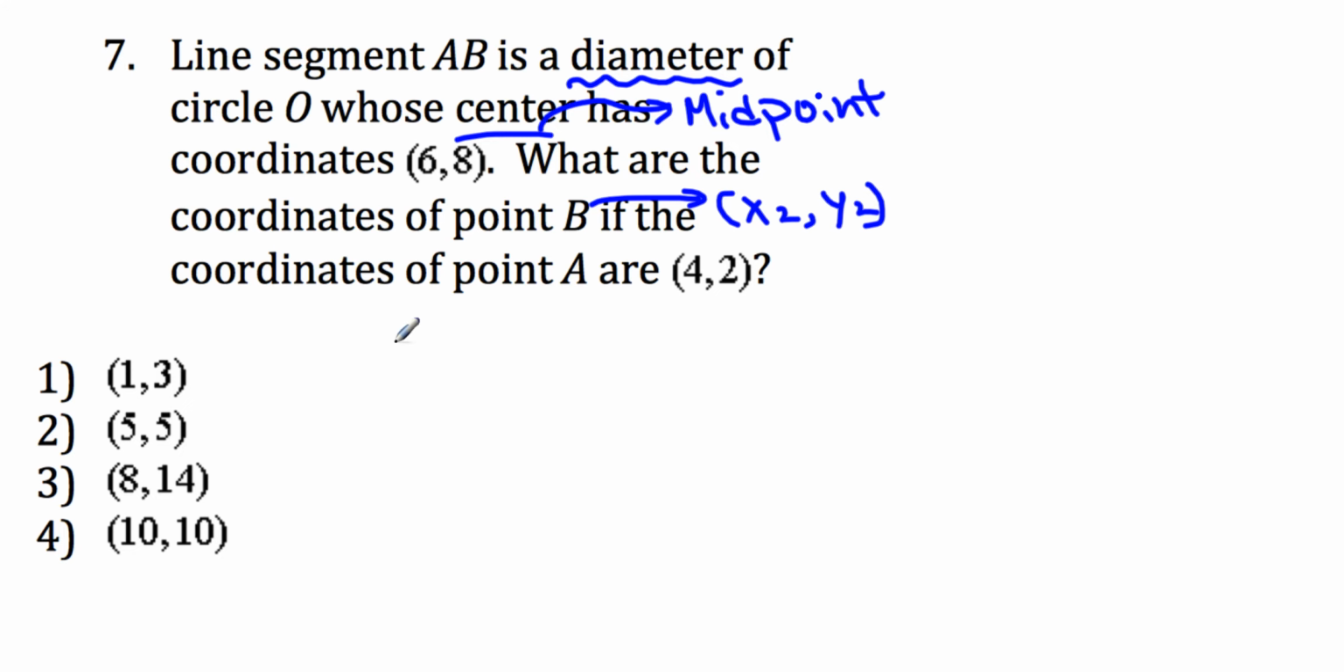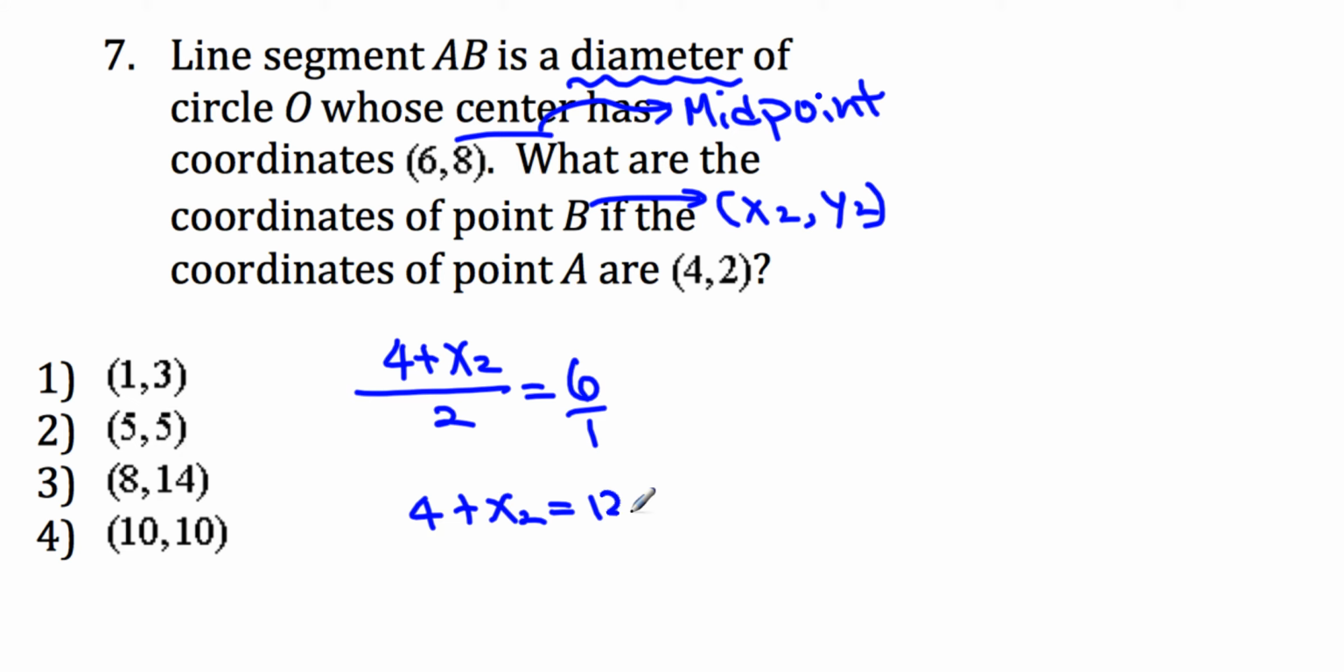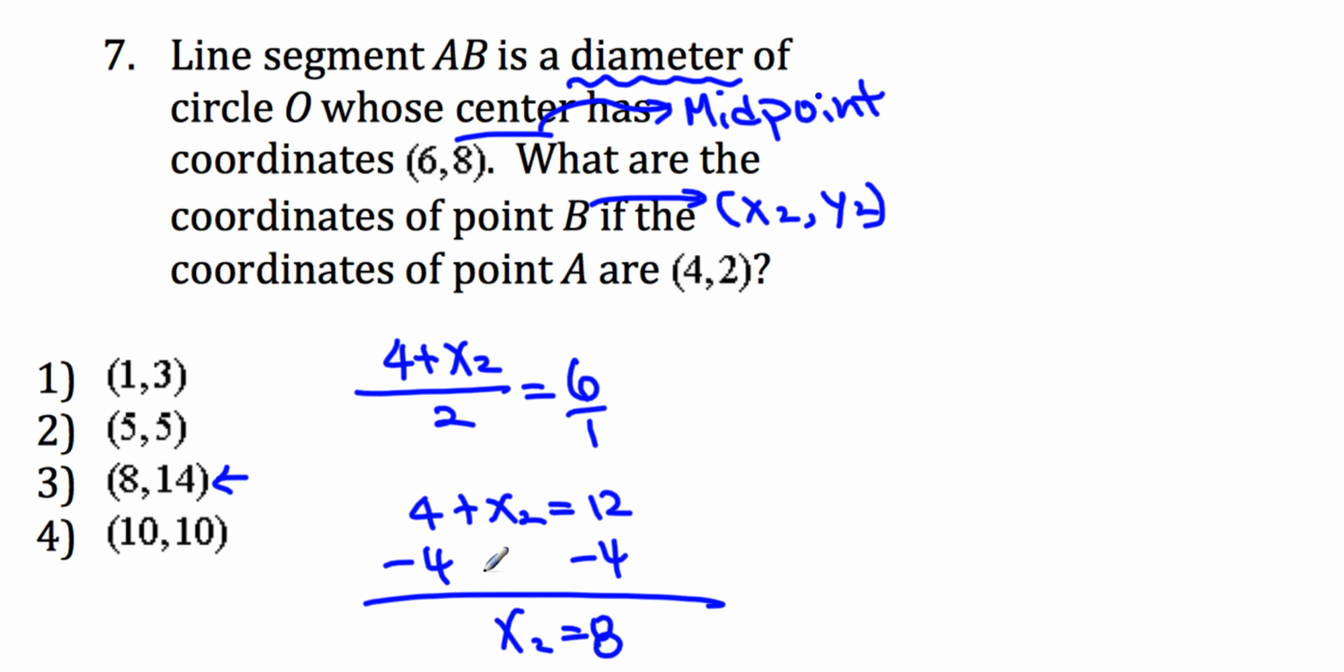So here we get, in terms of x, 4 plus x sub 2 divided by 2 must be equal to 6. And we can put it over 1, cross multiply, then we get 4 plus x sub 2 is equal to 12. And when you subtract 4 from both sides, you can see that x sub 2 must be equal to 8. So it seems like our answer has to be choice 3.